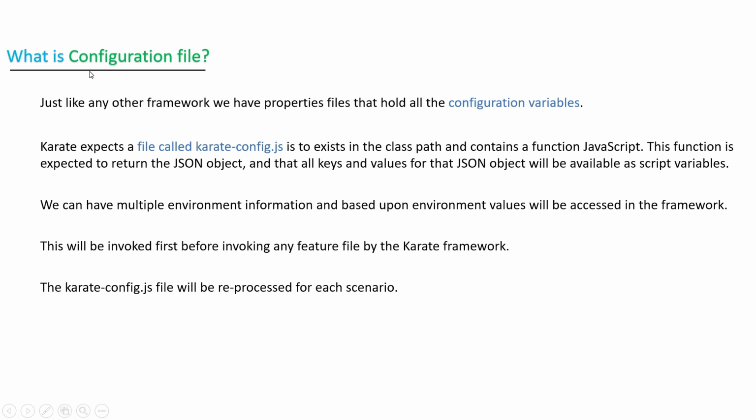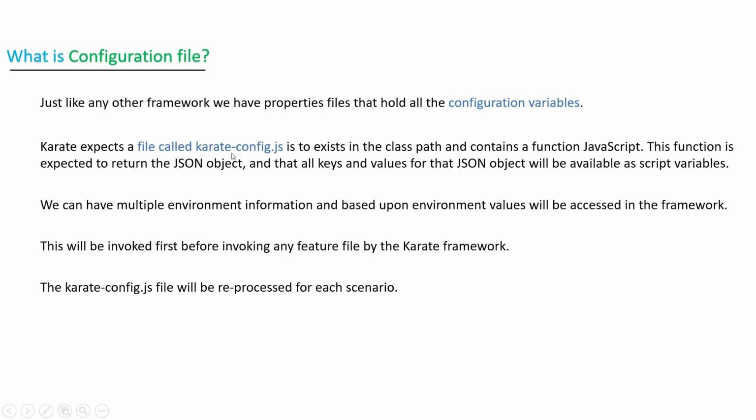So first question comes up: what is a configuration file? Whenever we are executing our automation frameworks related to a web UI or APIs, we need to have some information related to environments, a username, password, endpoint, a URL. All this information we call configurable variables, and we are going to save all those variables. One option is to save them in a properties file, but in the Karate framework, they have their own JS file, which is this configuration file.